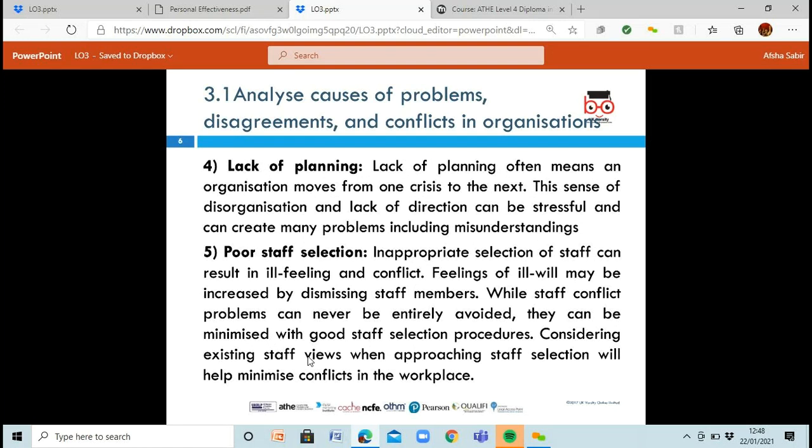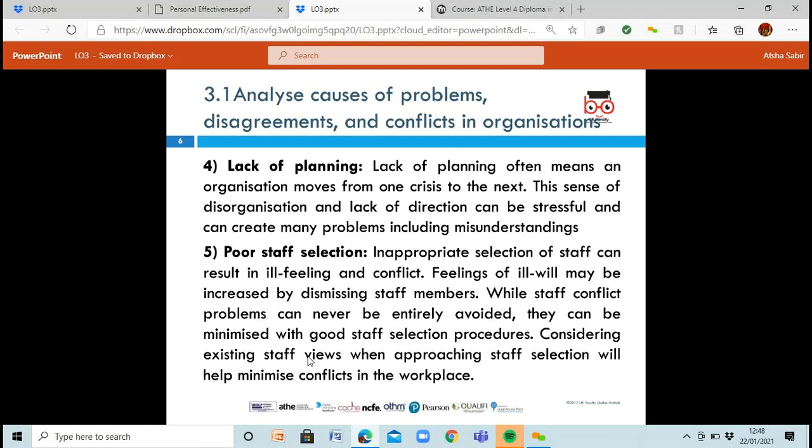Lack of planning. It's just straightforward. If you've not planned properly, not everyone's going to know what to do. There's going to be misunderstandings, and it's going to create a lot of problems. Poor staff selection. So if you're hiring people and they're not good for the job, or they don't have the necessary experience, or even if they work together and they're having infights and they just don't like each other in general, that's going to be a big issue.